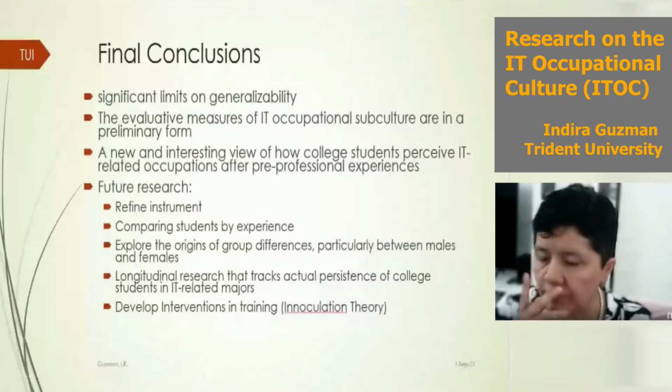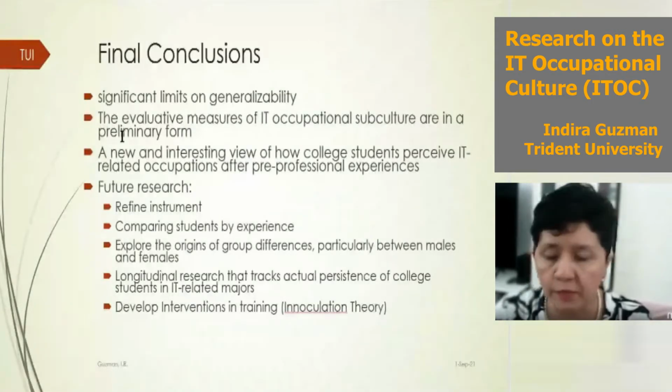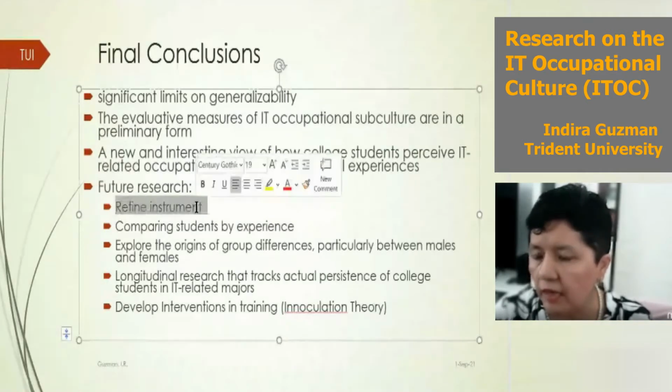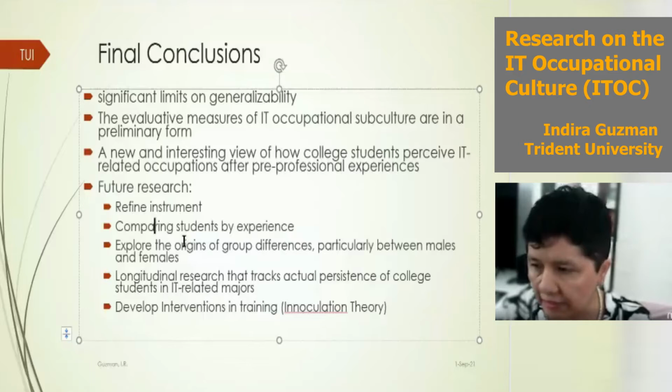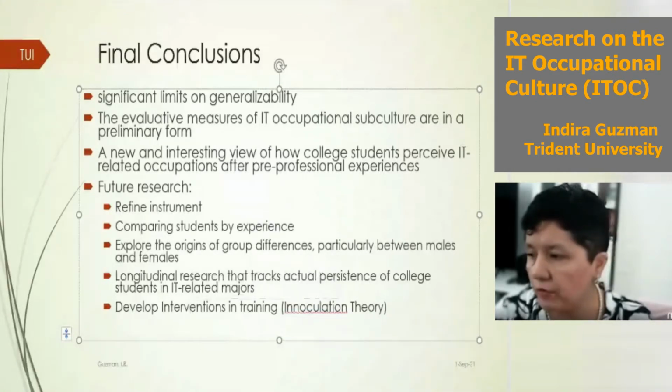Some of the final conclusions here are that there were significant limits of generalizability, mostly because of the type of population we had. These results were in preliminary form, and the instrument needed to be refined. More studies can be done to compare the different experiences that they have, more about males and females, maybe take a longitudinal approach, and maybe do something about that in education.